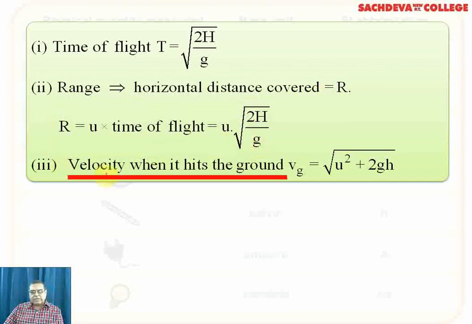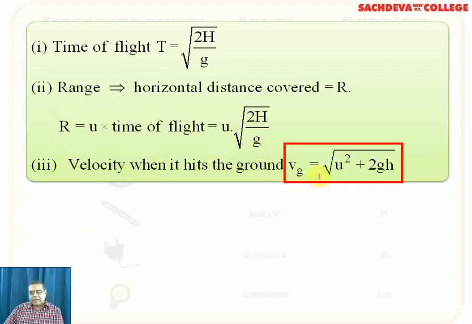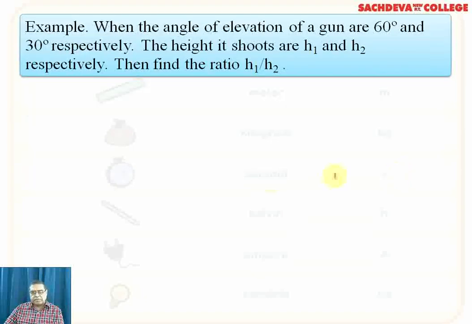The third thing is velocity when it hits the ground, that is vg, and that will be u square plus 2gh. This we have worked out from the equation v square minus u square is equal to 2gh. So velocity will be taken as the square root of u square plus 2gh.